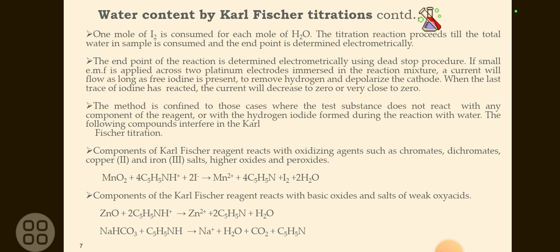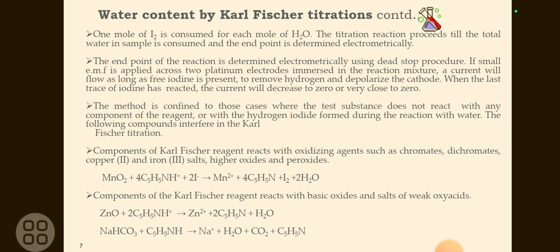Here it is written that the end point of the reaction is determined electrometrically using the dead stop procedure. The dead stop procedure is nothing but keeping the potential difference between the two electrodes at zero, always. When the titration solution contains some water, the iodine will be consumed. Once the iodine is consumed, there is no balance between the two electrodes. So to restore it, current will again be passed between the two electrodes. That is the dead stop procedure.